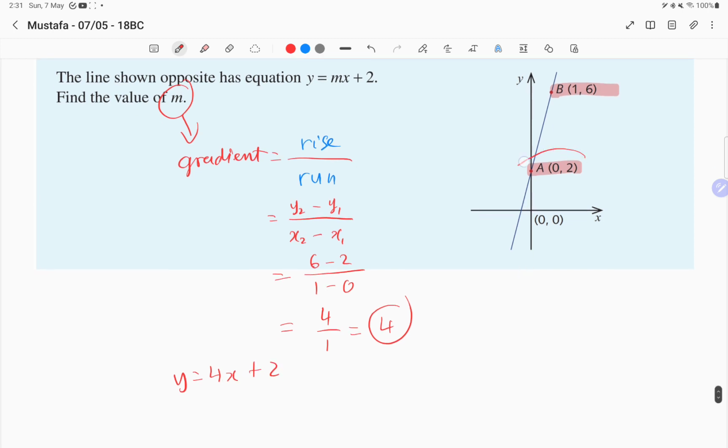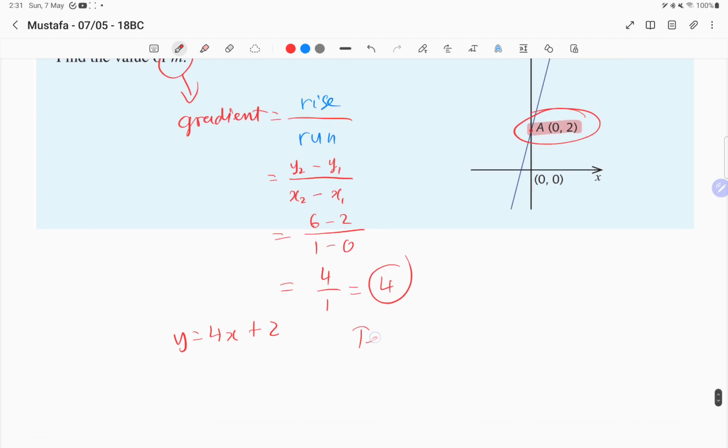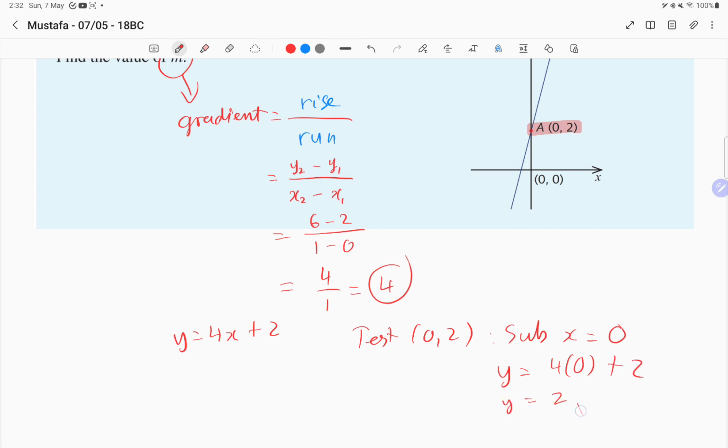How do we test if this point is on the line? We substitute x equals to? 2, okay. Equals to what value? Is it 0? Yes, that's right. You substitute the x as the x coordinate of the point. So that'll be y, which is 4 times 0 plus 2, which is 2. So y is equal to 2 and x equals 0, which is correct. Alright, so the point is on the line.